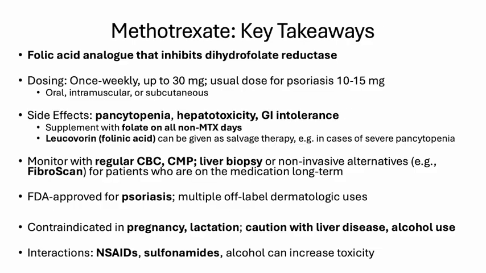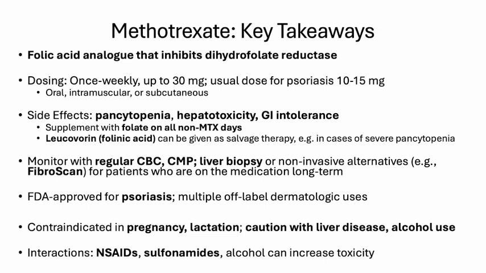Alright, so what are the key takeaways for methotrexate? It's a folic acid analog that inhibits dihydrofolate reductase. It's taken once weekly, up to 30 milligrams, but the usual dose for psoriasis is between 10 and 15 milligrams. It can be taken orally or administered intramuscularly or subcutaneously. Some side effects to be aware of are pancytopenia, hepatotoxicity, and GI intolerance. And these can be reduced by supplementing with folic acid on all days on which the medication is not taken.